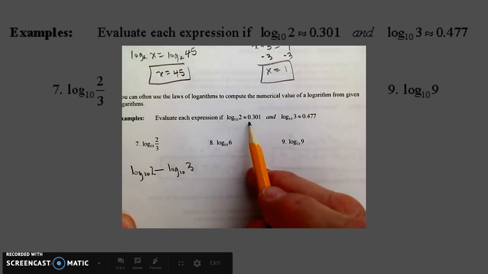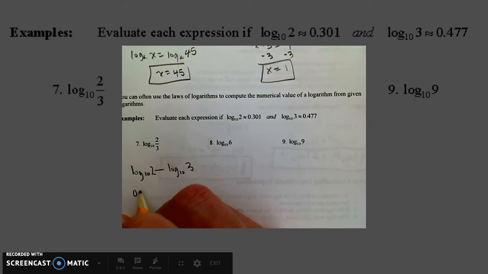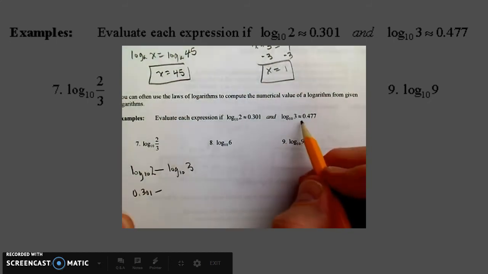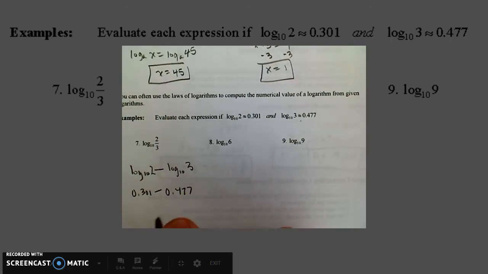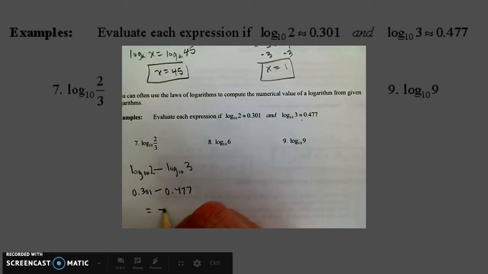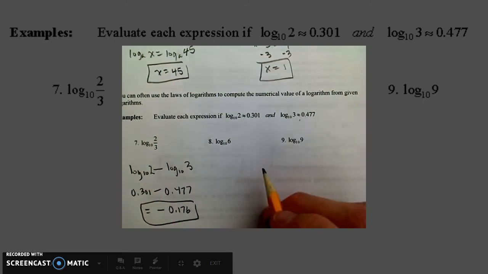So now we can plug in our values. Log base 10 of 2, 0.301. Log base 10 of 3, 0.477. So you go to your calculator. 0.301 minus 0.477. And that value is negative 0.176.